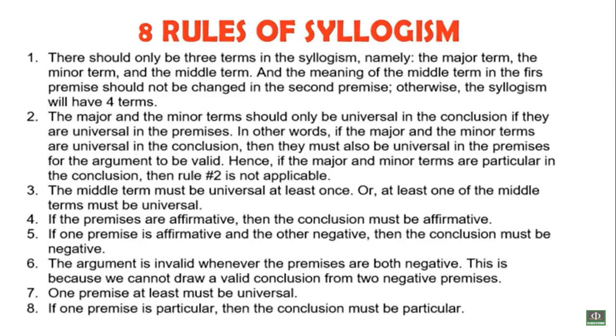1. There should only be 3 terms in the syllogism, namely the major term, the minor term, and the middle term. And the meaning of the middle term in the first premise should not be changed in the second premise. Otherwise, the syllogism will have 4 terms.